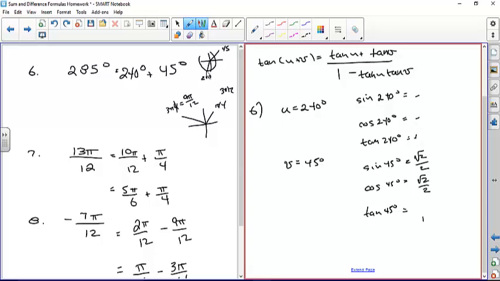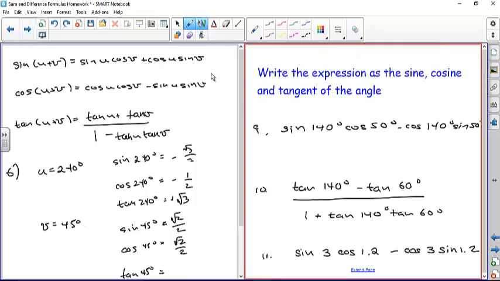So for 240, you're going to get a cosine of negative 1/2, sine negative the square root of 3 over 2, and the tangent is the sine over the cosine, so you get positive the square root of 3. Because the 2's cancel out, you just end up with the square root of 3 over 1. The negatives cancel out, so you get that. Okay. So now we just have to plug in there and simplify.